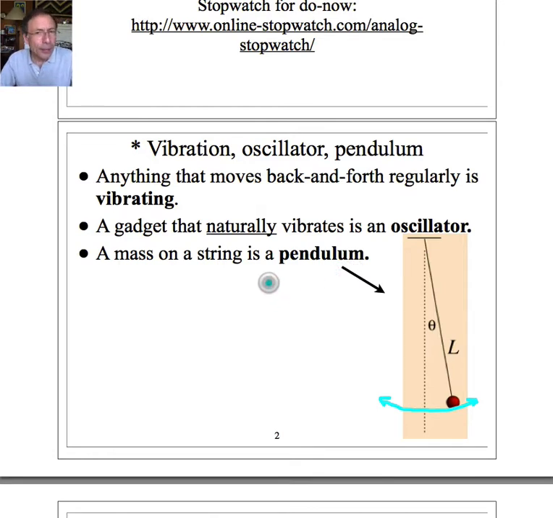Now, a counterexample would be a loudspeaker. Loudspeakers vibrate, they go back and forth, but they don't do it naturally. They are being driven by an amplifier. So although loudspeakers do vibrate, we don't call them oscillators because they don't do it on their own. Whereas a pendulum, once you get it going, just keeps going back and forth on its own.